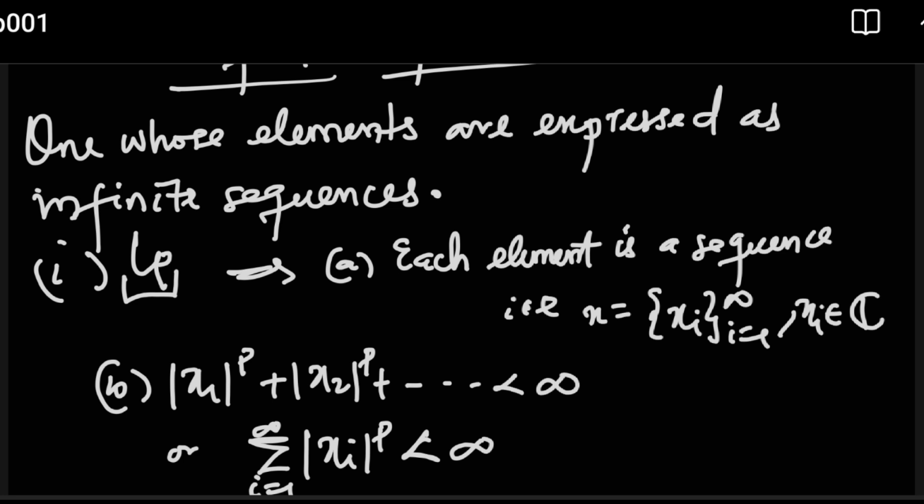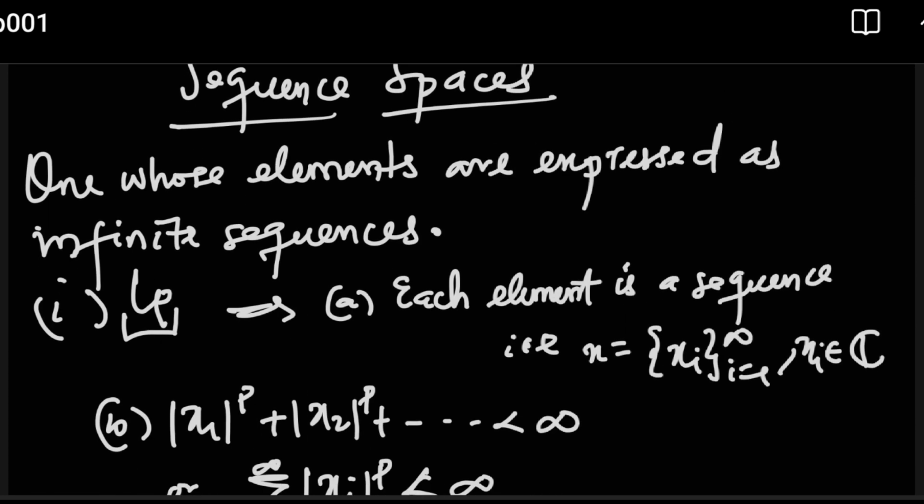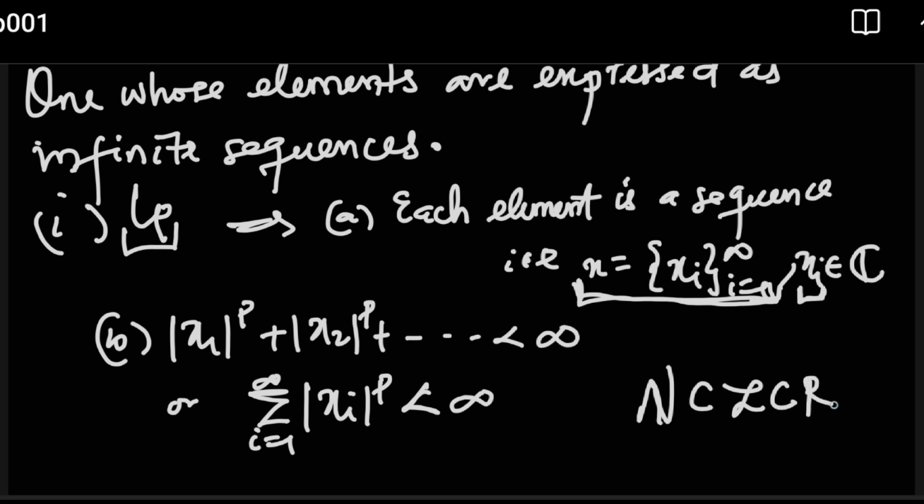So if we want to show that a sequence is of type LP, each element will be a sequence, that is, X will be expressed this way as a sequence, and then each element of the sequence will be a complex number. Remember that natural numbers are a subset of the integers, which are a subset of the rational numbers, which are a subset of the real numbers, which are a subset of the complex numbers. So all of these are also complex numbers.